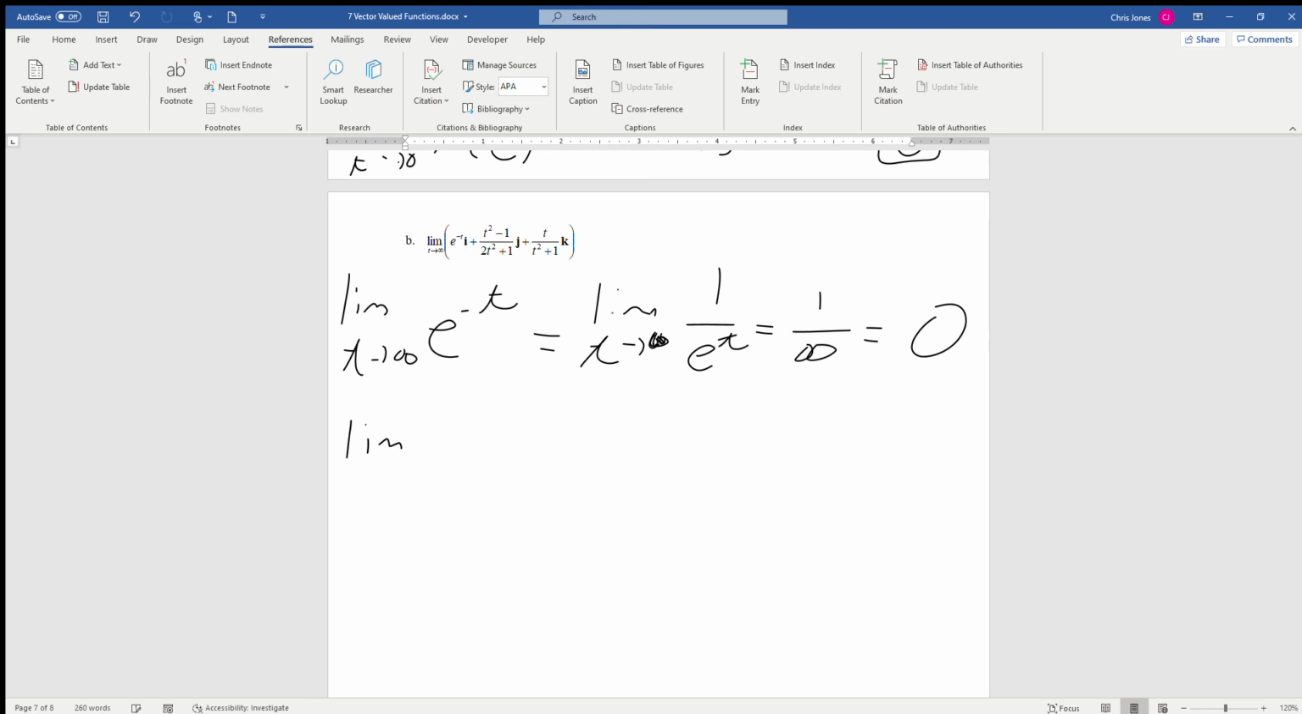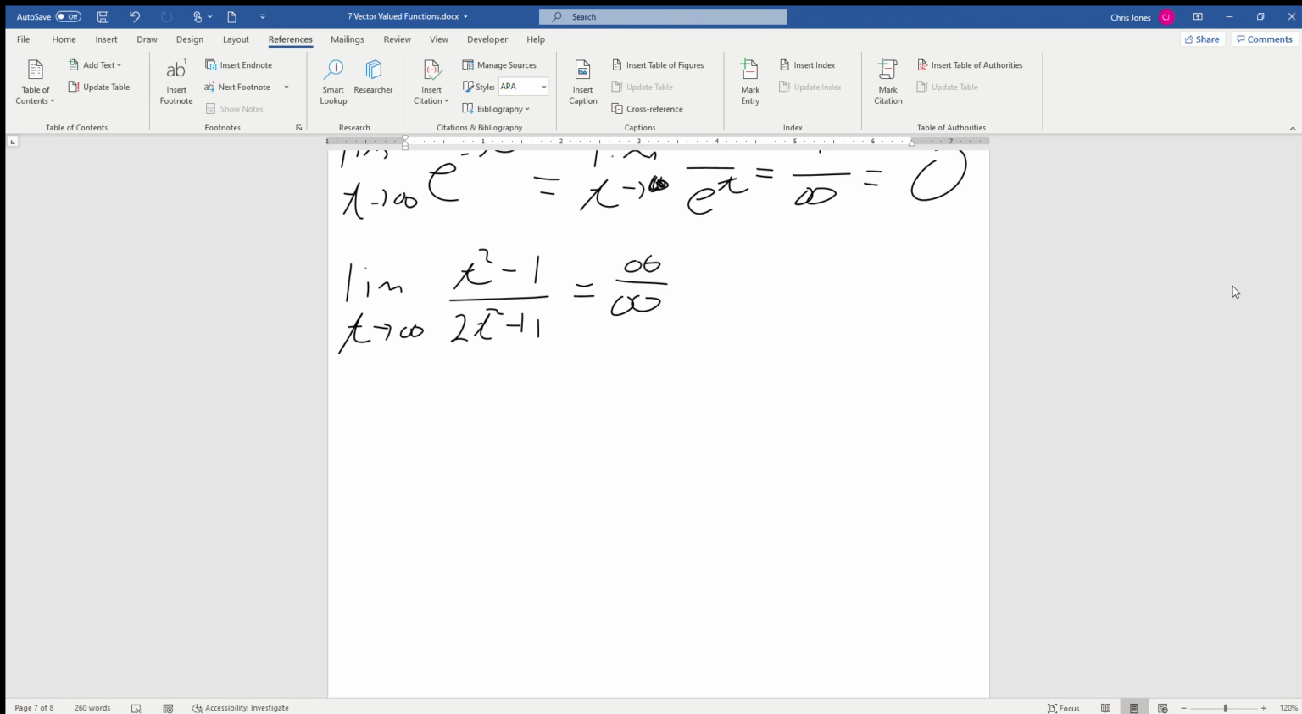Now we have the limit as t approaches infinity of t squared minus 1 divided by 2t squared plus 1. If we try to substitute infinity, and I know that's not a good word to say, but as t approaches infinity, we get infinity squared minus 1 on top, which is infinity, and 2 infinity squared plus 1 on the bottom, which approaches infinity as well. So once again, we end up with one of these L'Hopital rules.